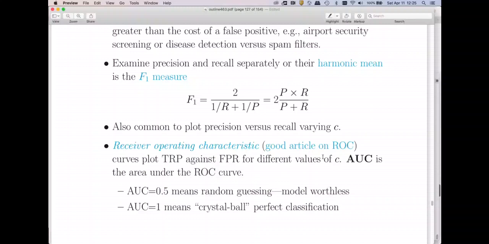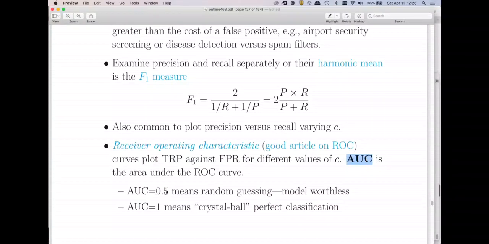I'm going to just give an interpretation now, and then we're going to see an example where this will become clear. So I'm just going to give you the rules now. We usually compute the area under the ROC curve, and that's called the AUC measure. You need to remember this, and it will become very clear in a minute.